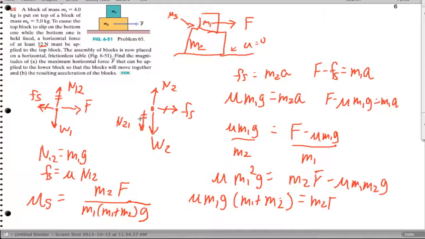And then I can go ahead and plug in my numbers to get mu s. And once I get this mu s, I can use it to solve part A and B in this system here.